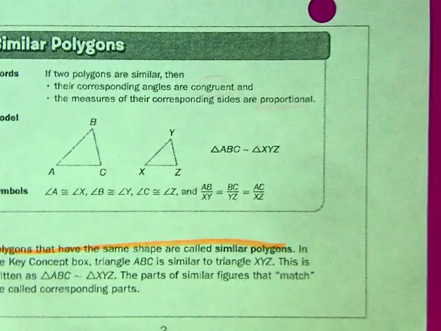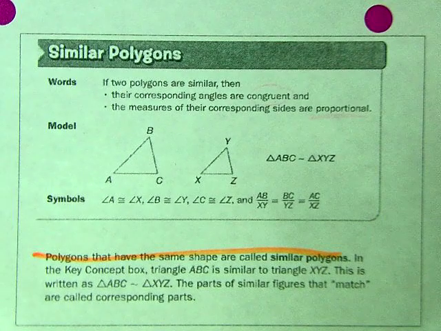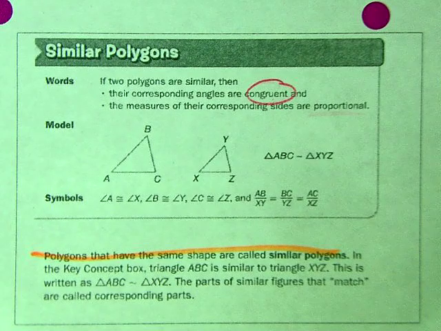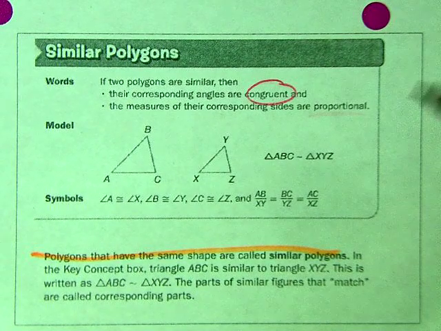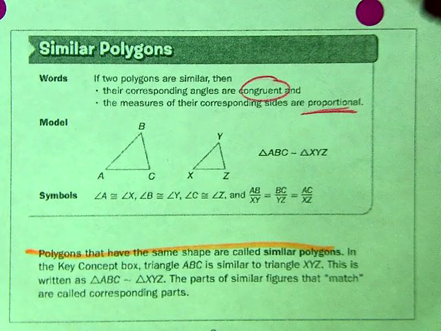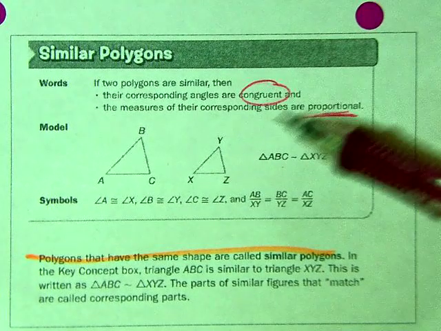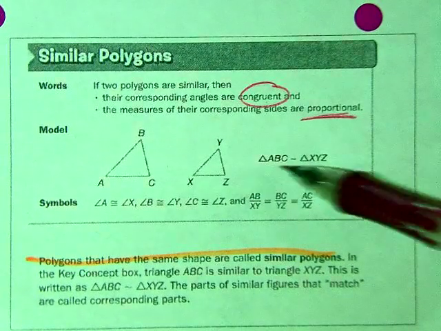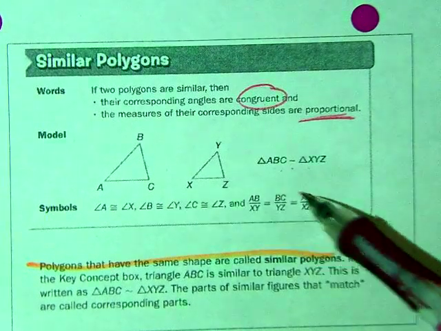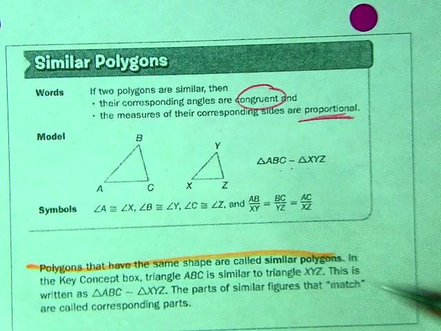So we've got a vocab word on slide 2, and we've got some information about similar polygons. If two polygons are similar, then their corresponding angles are congruent, so same size, same shape. The measures of their corresponding sides are, there's that P word, proportional. We talked about this yesterday, that if it said triangle ABC is similar to triangle XYZ, then we know that A and X go together, B and Y, C and Z, and we use that similar sign. We're also now saying that since they're proportional, we can set up proportions and ratios there.